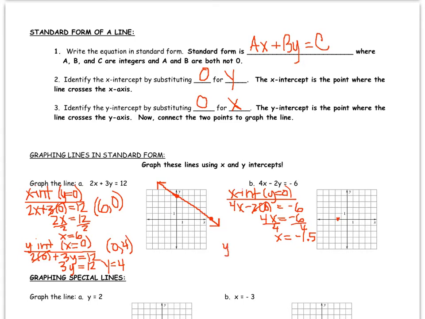For your y-intercept, we're going to let x equal 0. So we say 4 times 0 minus 2y equals -6, and that's 0. That goes away. So I have -2y equals -6, and if you divide them both by -2, y equals +3. So y-intercept of +3 is right up here. And then we draw our line through there. And there's our graph, so not too bad.